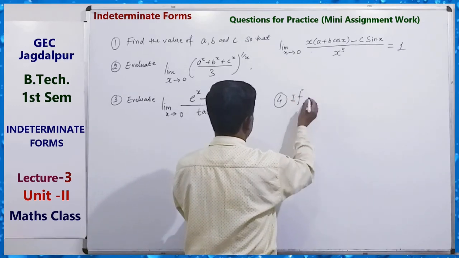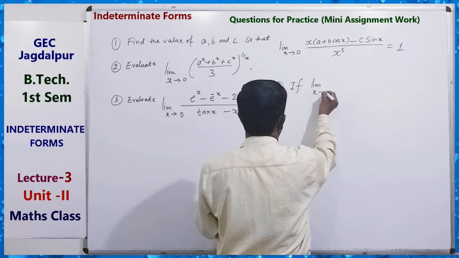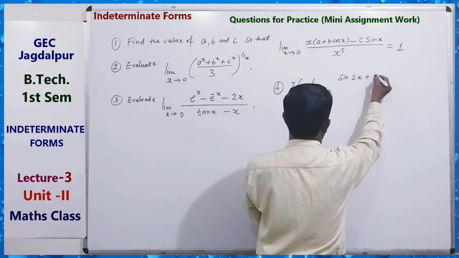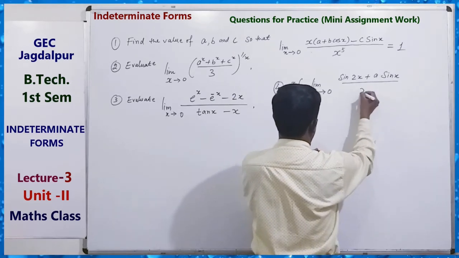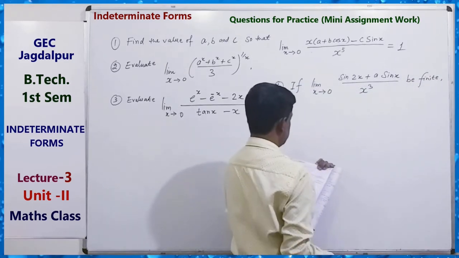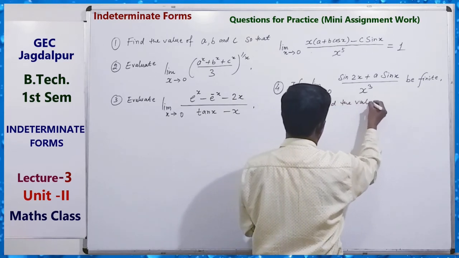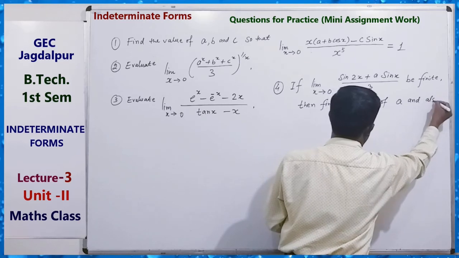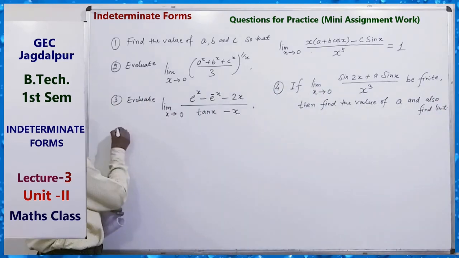Question 4. If the limit as x tending to 0 of (sin 2x plus a sin x) upon x cube is finite, then find the value of a, and also find the limit. Okay, question 4.